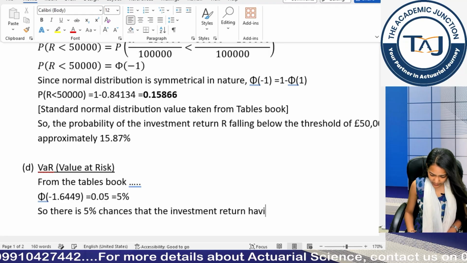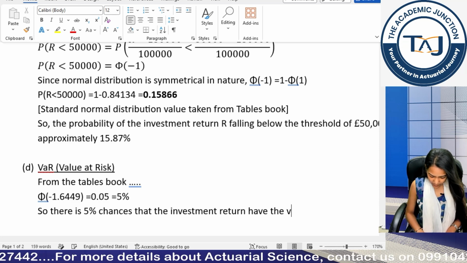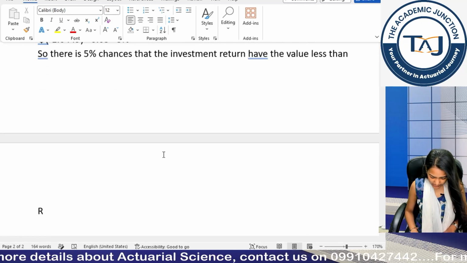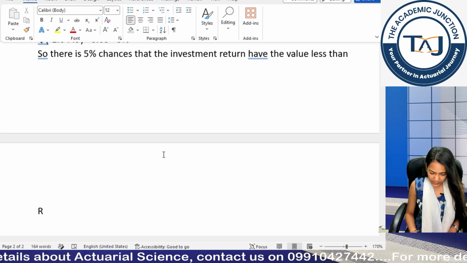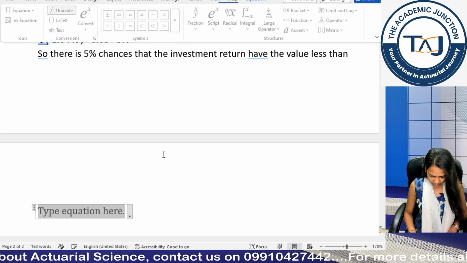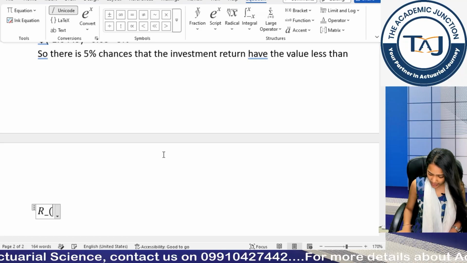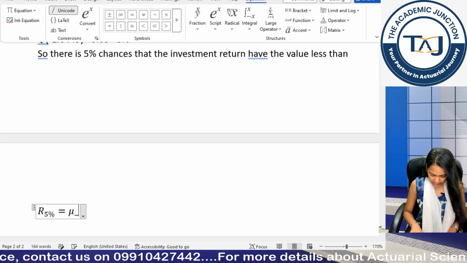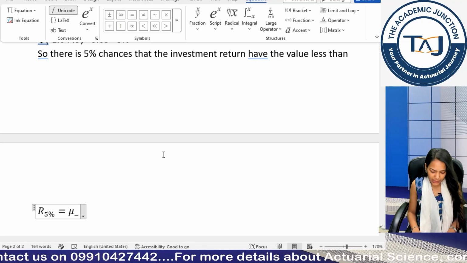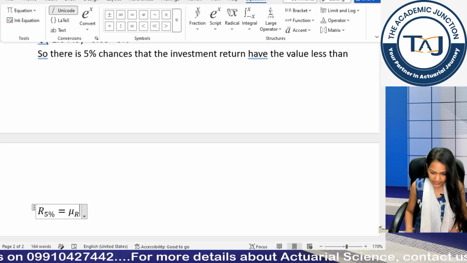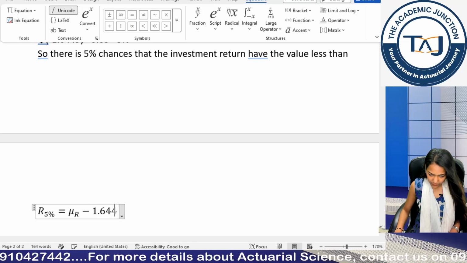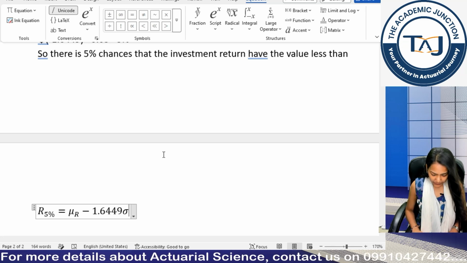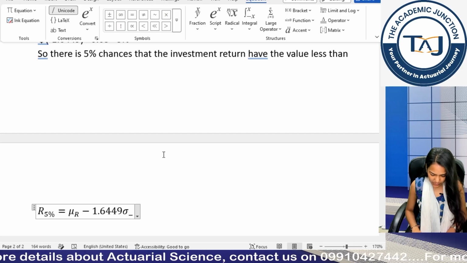has a value less than, so I can write it as R. I have to go to the subscript, so let's do it in equationator. For those using equationator, I have to use 5%, so this 5% is backslash mu. Again I have to go to the subscript, so again underscore R, this minus 1.6449 from above, 1.6449 sigma, I have to write backslash sigma. Again I have to go to the subscript, so I use this R.